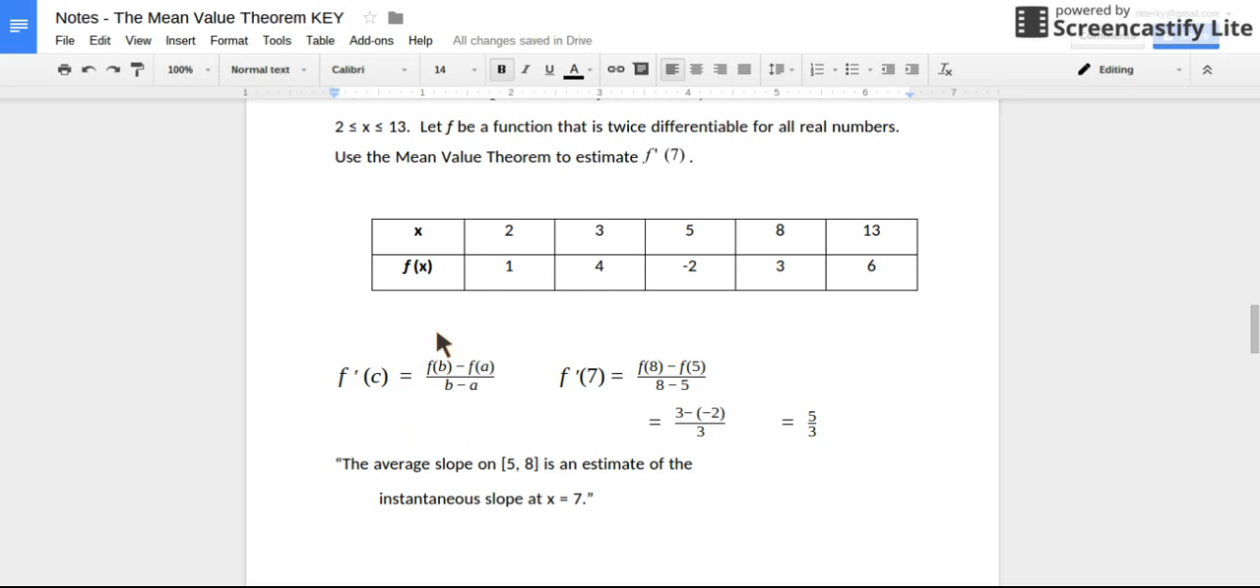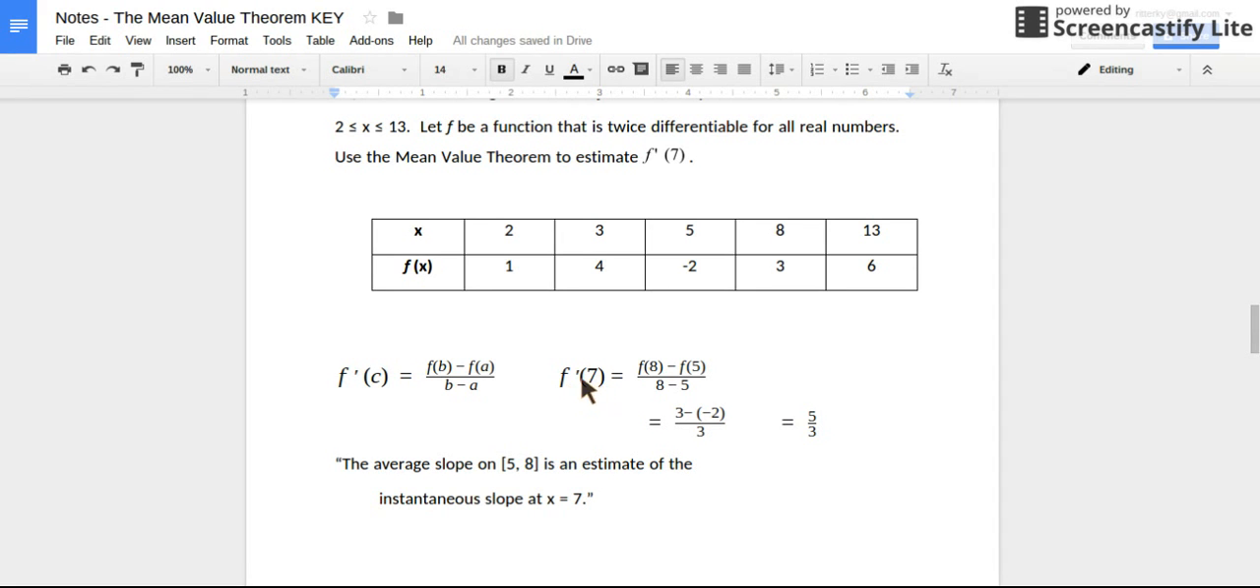And I can set up my mean value theorem to approximate the slope. So I'm just evaluating the average slope side of it and saying that that's going to be approximately what the slope is at 7. So if I say that a is 5 and b is 8, then I'm evaluating f of 8 minus f of 5 divided by 8 minus 5. f of 8 we're told is 3. f of 5 we're told is -2. So 3 minus -2 is 5. 8 minus 5 on the bottom is 3. So our average slope is 5/3, and that's used to approximate the instantaneous slope at 7.